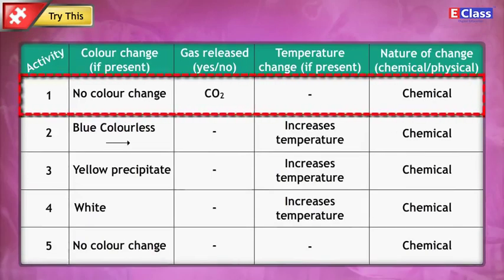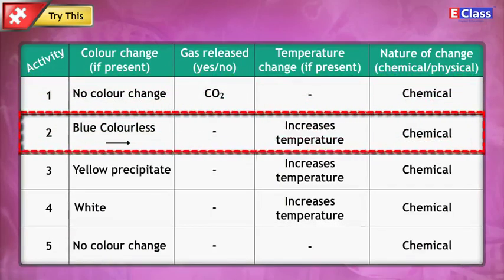Activity 1. Color change if present: no color change. Gas released: yes, no, CO2. Temperature change if present: nil. Nature of change: chemical, physical, chemical. Activity 2. Color change if present: blue, colorless. Gas released: nil. Temperature change if present: increases temperature. Nature of change: chemical, physical, chemical.